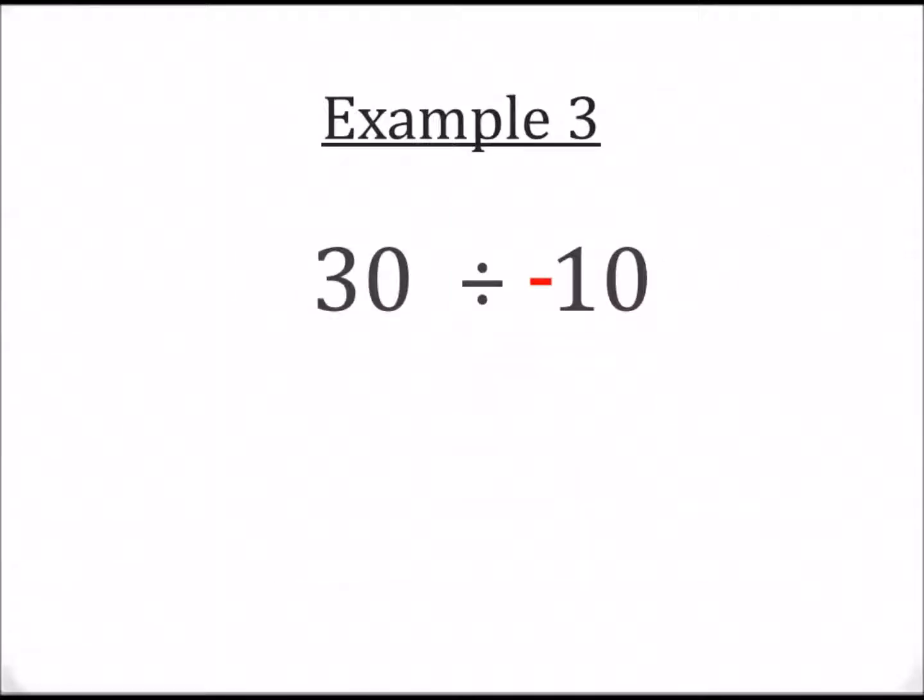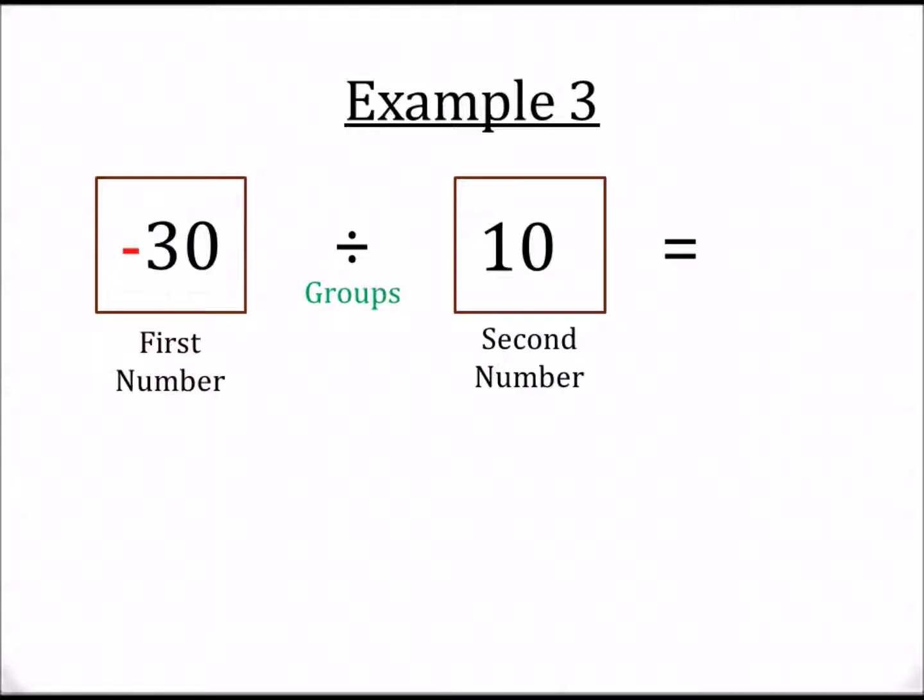Okay, let's try example 3. We have 30 divided by negative 10. As I mentioned before, we cannot have a second number that is negative. So what we're going to do is take this negative and give it to the first number. So now we're going to say negative 30 divided by 10.